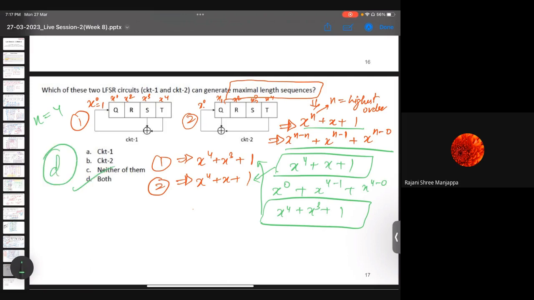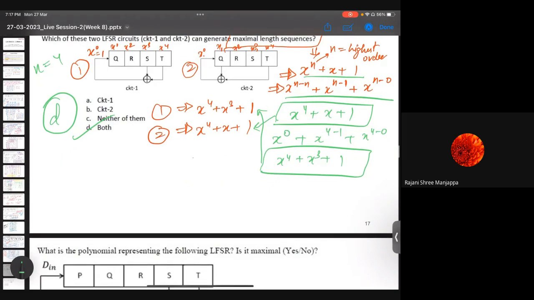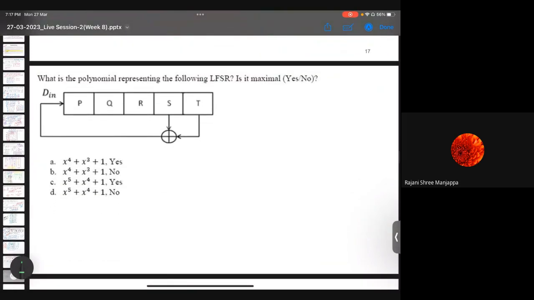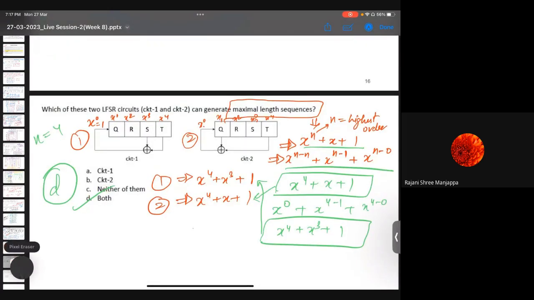Is it fine? Yes, sir. So if it is fine, then just tell me the answer to this question. Okay, I'll repeat. Is this part fine, how I have generated the polynomial equation? Santosh, you can open your mic and talk. It is fine. Yes, sir.